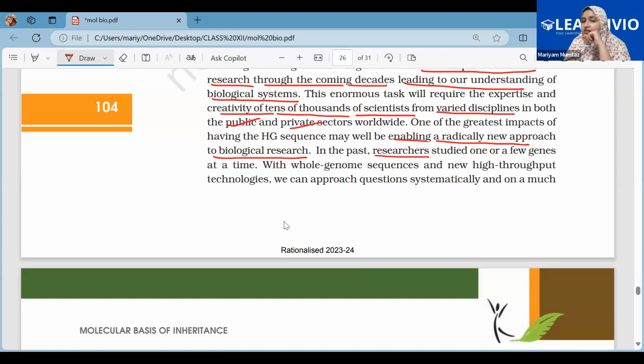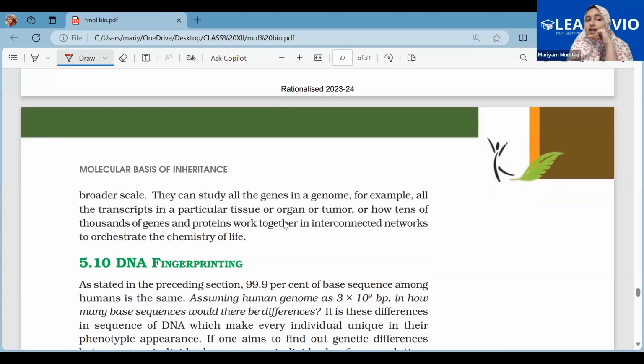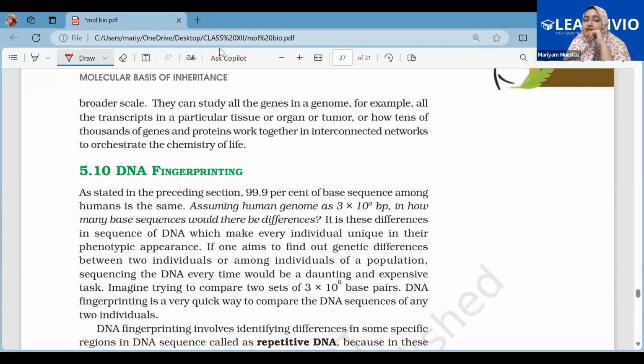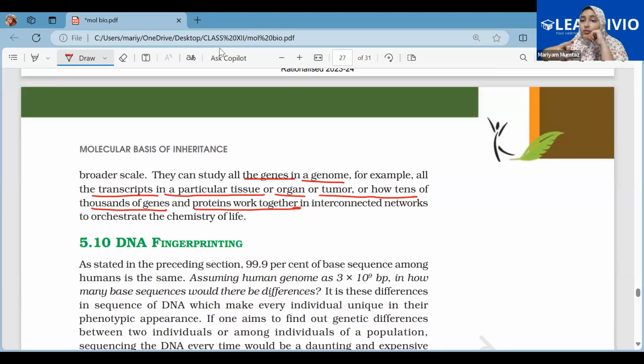In the past, researchers studied one or a few genes at a time. With whole genome sequences and new high throughput technologies, we can approach questions systematically and on a much broader scale. They can study all the genes in a genome, for example, all the transcripts in a particular tissue, organ, or tumor, or how tens of thousands of genes and proteins work together. Basically how the chemistry inside our body works can also be studied because of the knowledge gathered from the Human Genome Project.